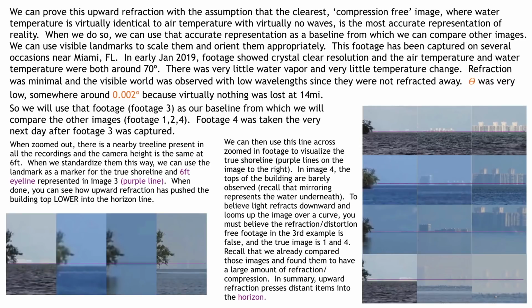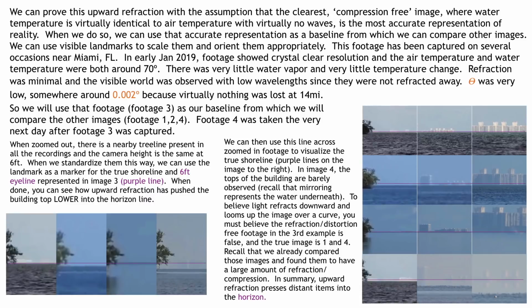So we can prove this upward refraction with the assumption that the clearest compression-free image, where the water temperature is virtually identical to air temperature with virtually no waves, is the most accurate representation of reality. So when we do so, we can use that accurate representation as a baseline from which we can compare the other images. And we can use visible landmarks to scale them and orient them appropriately and look for eye lines and apparent visible horizons and so forth.